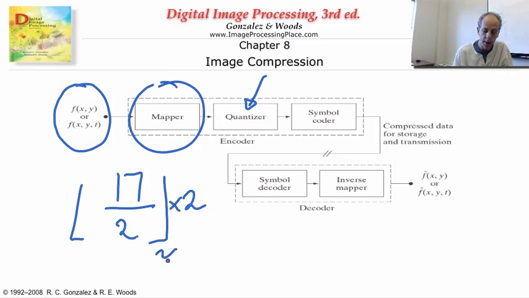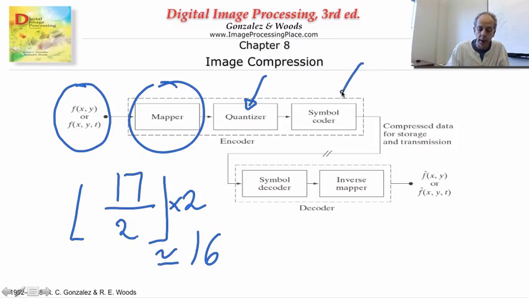So I will end up reconstructing, instead of 17, I will reconstruct 16. So I introduce error by doing quantization, and we're going to describe some of the best techniques to do quantization, and actually also the quantization that is used in JPEG, which is basically of the type I just wrote here.